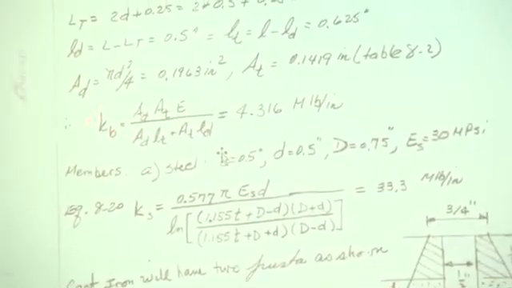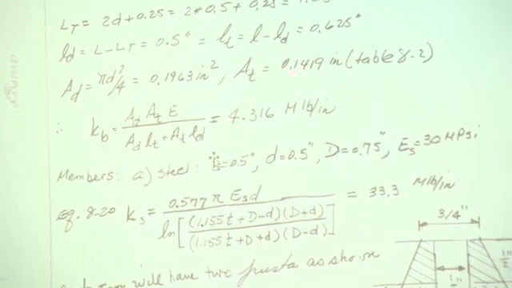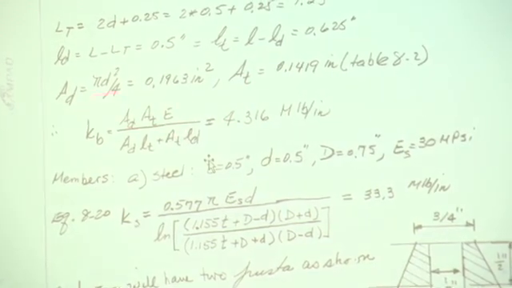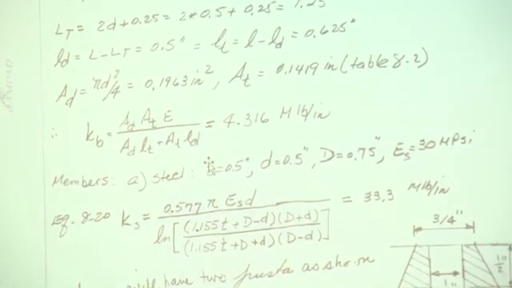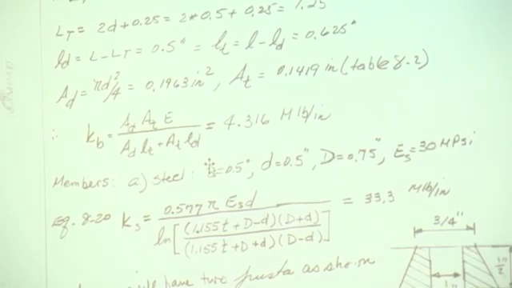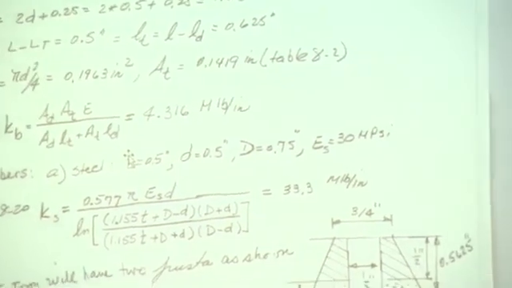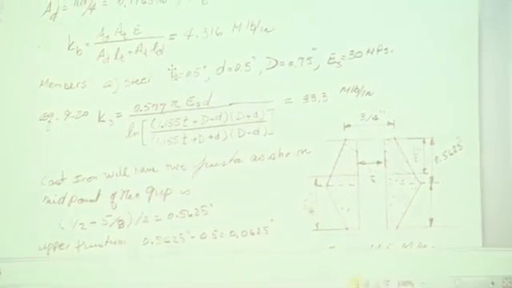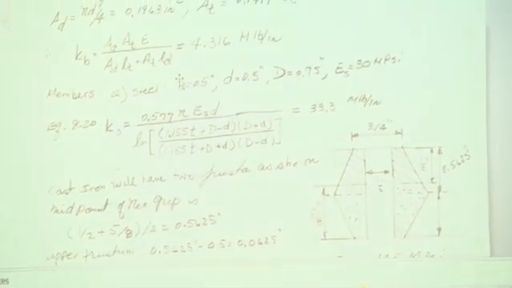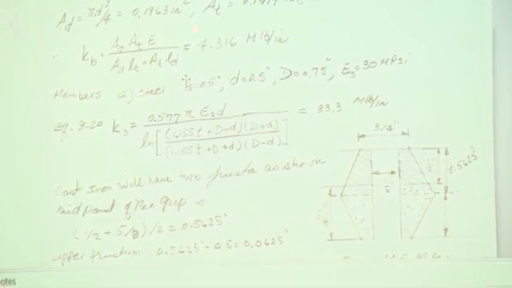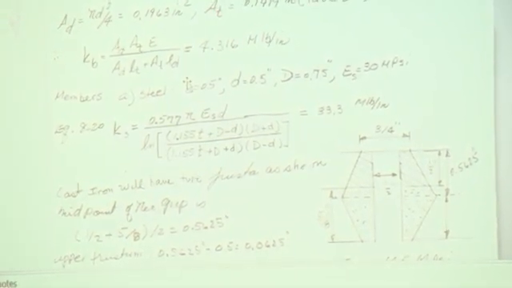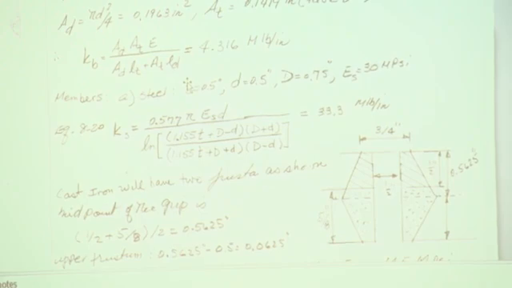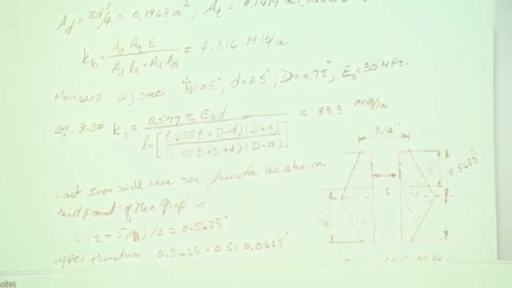The equation for bolt stiffness, you have AT, you have AD. Unless otherwise specified, the bolt is steel. So you use 30 times 10 to the 6 or 29 times 10 to the 6. Here I've used 30. That's the stiffness of the bolt. The member now consists of 3 different frusta.